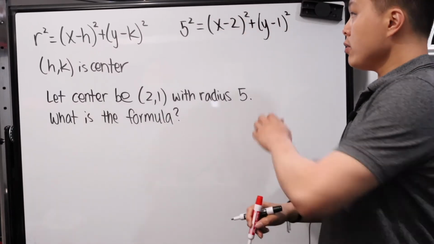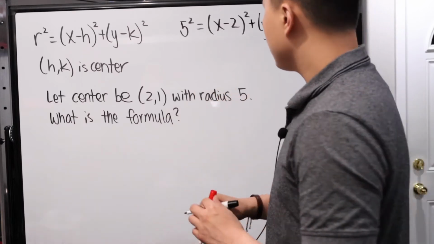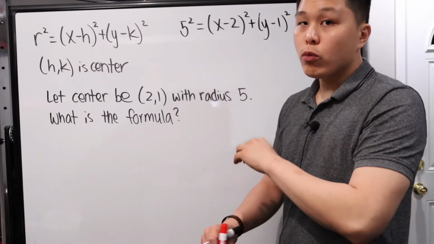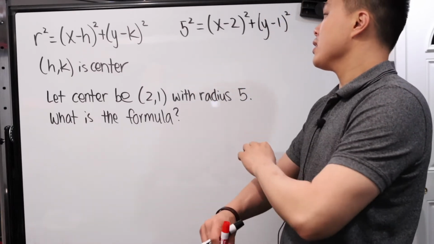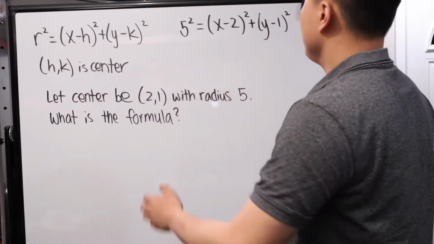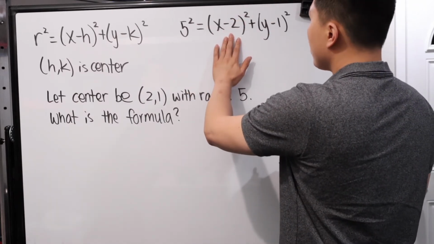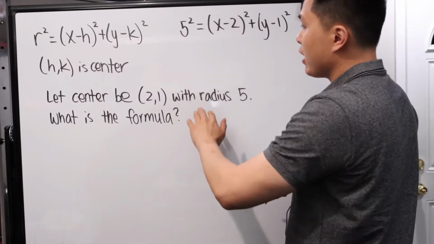Now, normally this would be fine, but the problem is that every now and then when you see this, they really want you to basically write everything out. That means distribute all this, multiply together, and combine like terms and all that stuff.